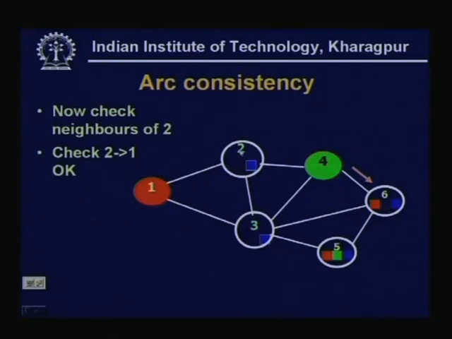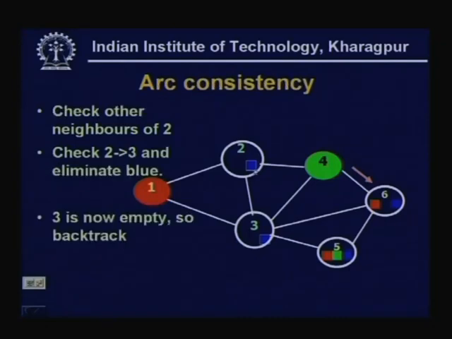Now, after we have finished checking the neighbors of 4, we go back to those variables whose domains have been changed to check if their current remaining values are consistent with the values of their neighbors. So, we now go back to 2 and check the neighbors of 2. First, we check 2 with 1, there is no violation, there is no problem. Then we check 2 with 3, and we notice that if 2 is blue, 3 cannot be blue. So, we eliminate blue from 3. If we do that, the domain of 3 becomes empty, which cannot happen. So, we backtrack at this point.